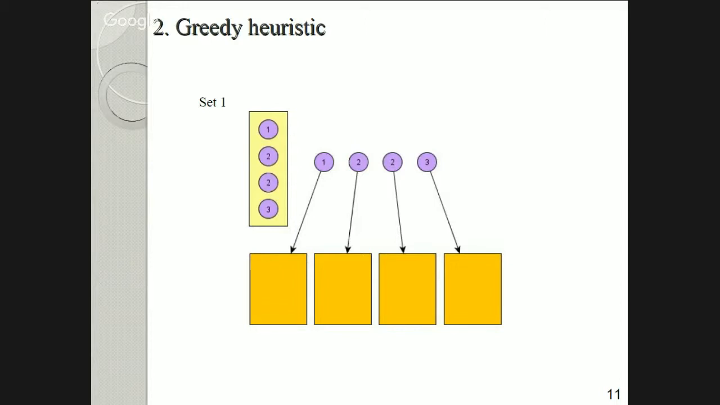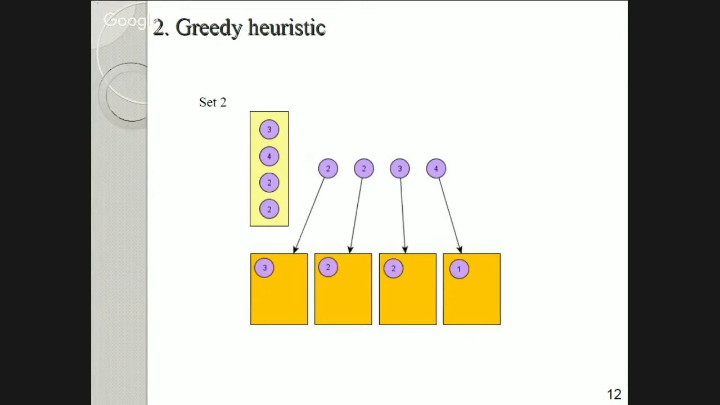But in this case, to make it simple, we'll just go 1, 2, 3, 4, 5. So the first set, the items are assigned at random to the final groups. Then set 2, we take the partially filled questionnaires and we order them in a non-increasing order, so 3, 2, 2, 1, and then the questions in a non-decreasing order, so 2, 2, 3, 4. And then we assign the ith question to the ith questionnaire.